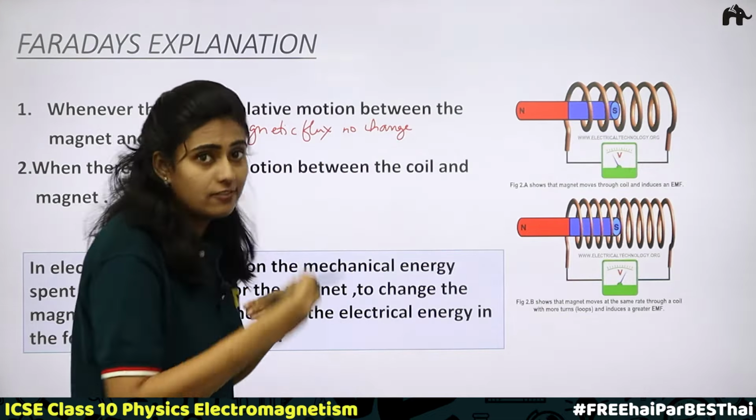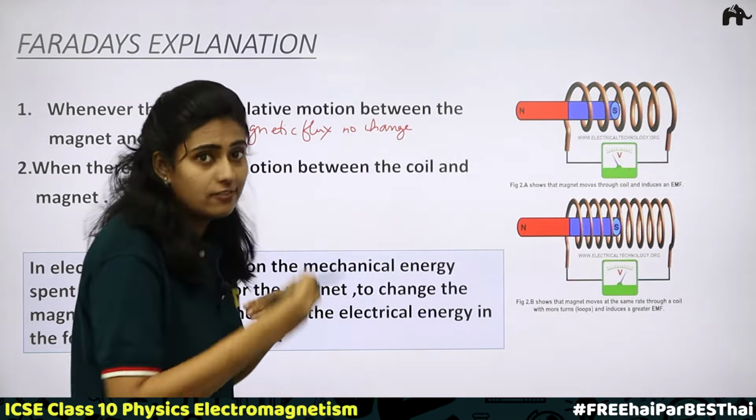Second, when there is a relative motion between the coil and magnet, in that case there will be a change in the number of magnetic field lines passing through the coil. If there is a change in the number of magnetic field lines passing through the coil, you will have a magnetic flux change. If there is a magnetic flux change, you will have EMF. And if there is EMF, you will have current.